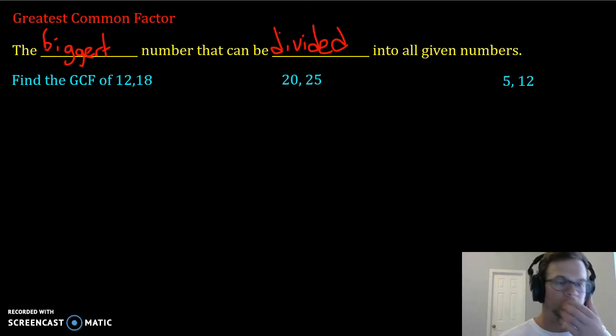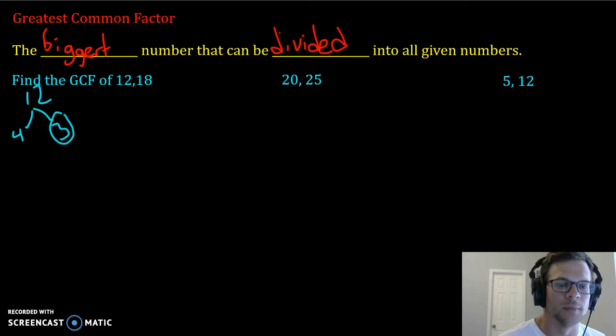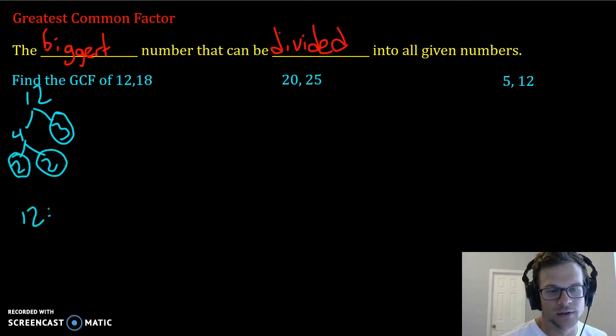So, for example, if we're needing to find the greatest common factor or the GCF of 12 and 18, what we're going to do is create factor trees for both of those numbers. So we start with 12. Two factors of 12 are 4 and 3. 3 is a prime number, so I'm going to circle it. Factors of 4 are 2 and 2. So the prime factorization of 12 is 2, 2, and 3.